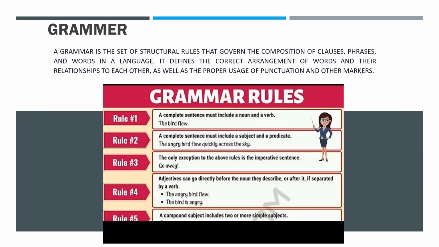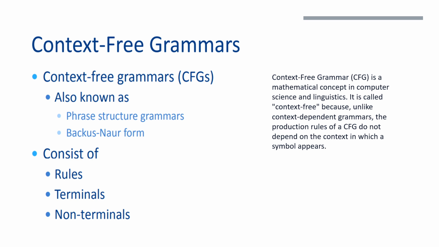So the context-free grammar, as in every language, we have grammar. So grammar is the set of rules. Grammar is nothing but the set of structural rules. In case of context-free grammar, we define it as a mathematical concept of computer science and linguistics. We are saying it is context-free because it doesn't care about the context.